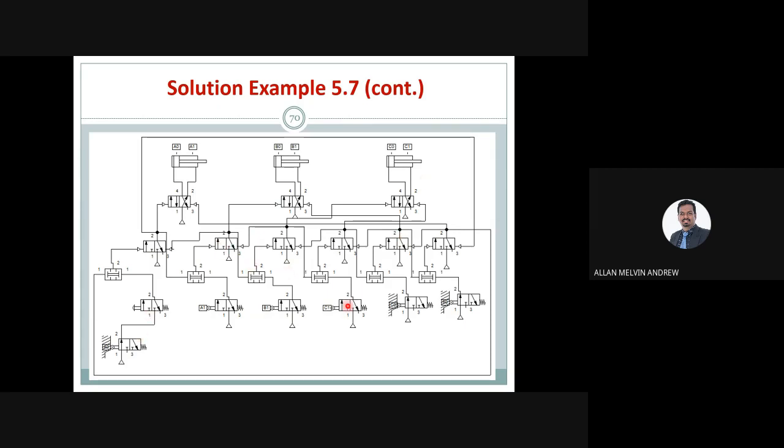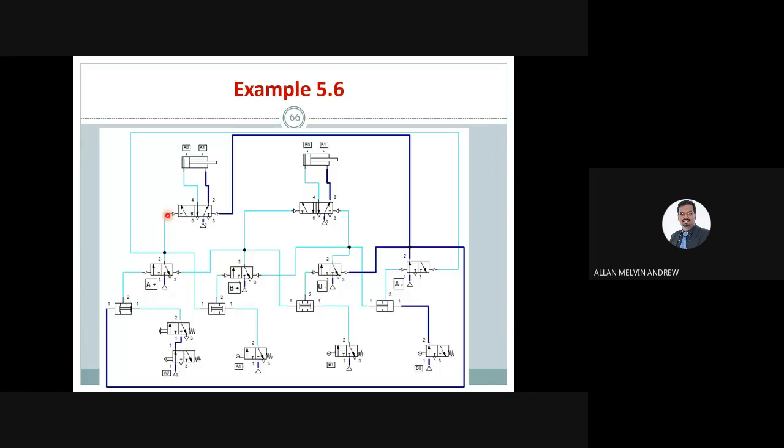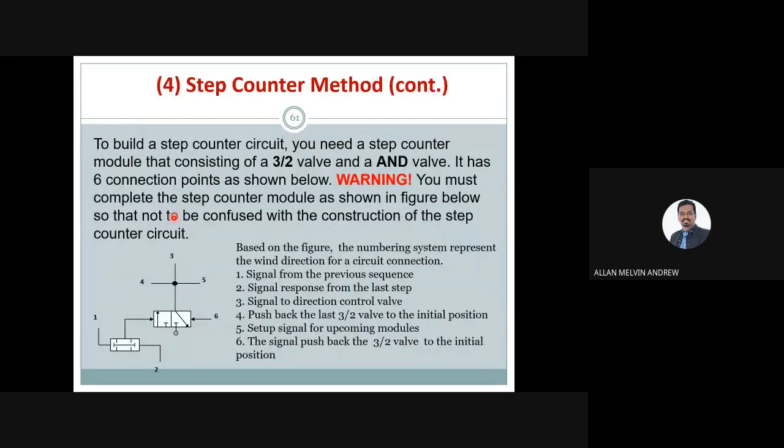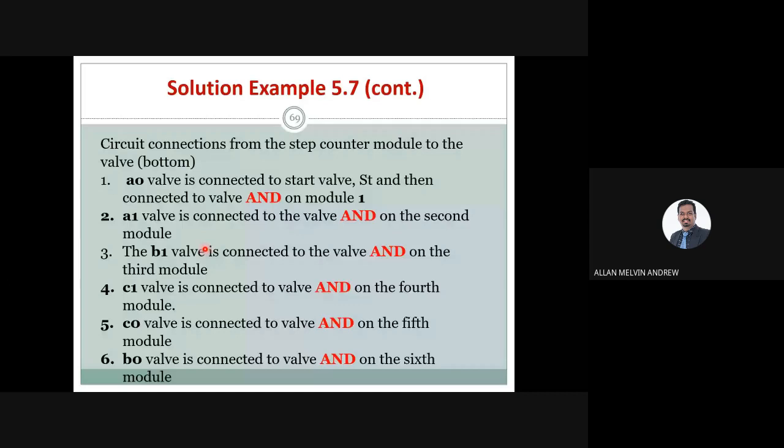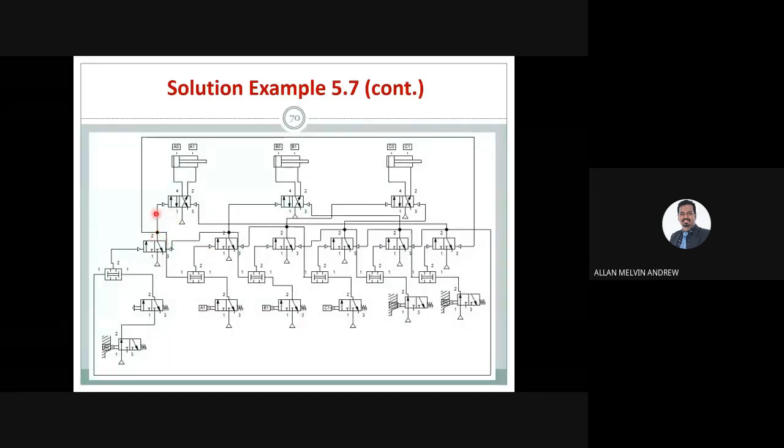Okay, so we continue. The most important one will be this arrow. If you see from the step counter module, it will be number 3. Where will it connect? If it's connected to the left-hand side of cylinder A, it will make cylinder A extend. So if the sequence is A plus, you connect to cylinder A on the left side.